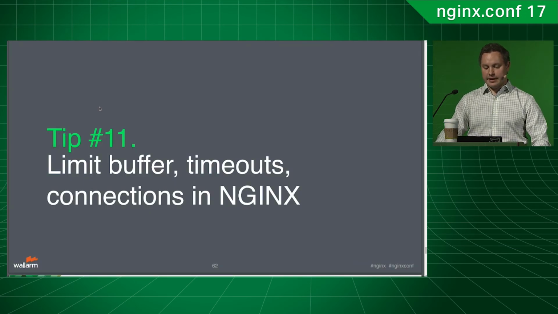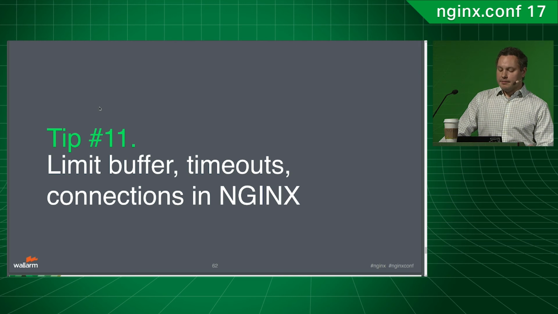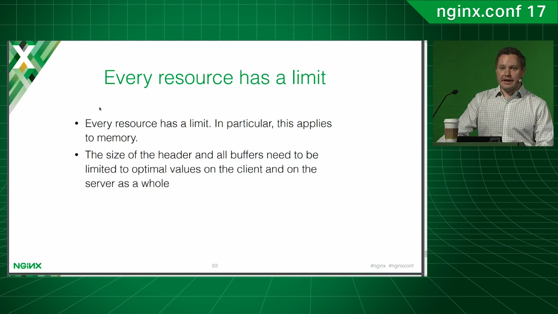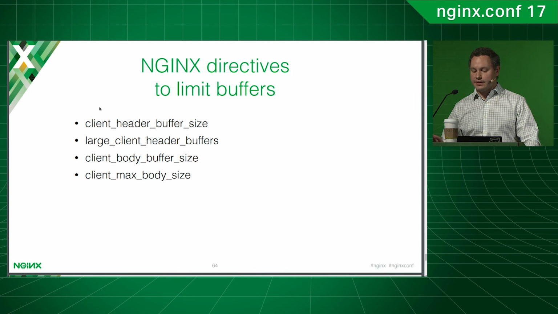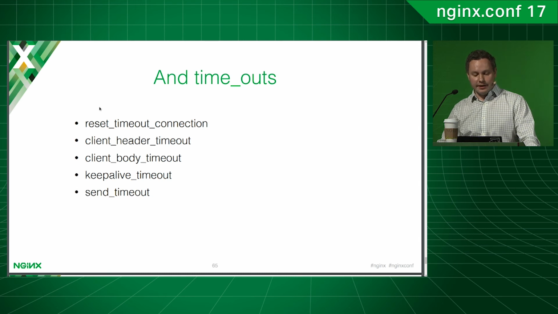And the last thing, you need to care about the buffers, timeouts, and connections. Every resource has a limit, and the bad guys know it when they apply a DDoS attack. That's why you need to set all the buffers and all the timeouts in advance. NGINX has a bunch of directives to limit buffers, like client header buffer size, client body buffer size, and so on. You can also limit timeouts, like client header timeout and client body timeout.